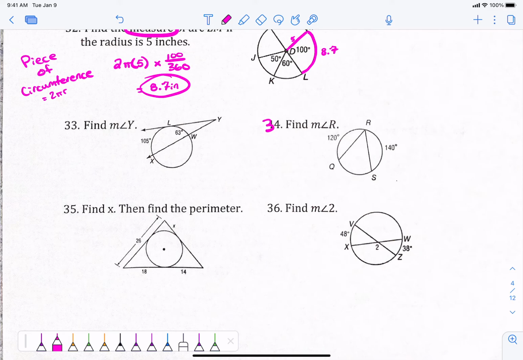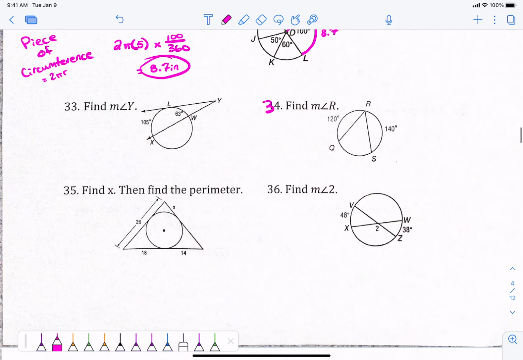All right. Oh, I hate these. You hate these? I do like them. These are okay.